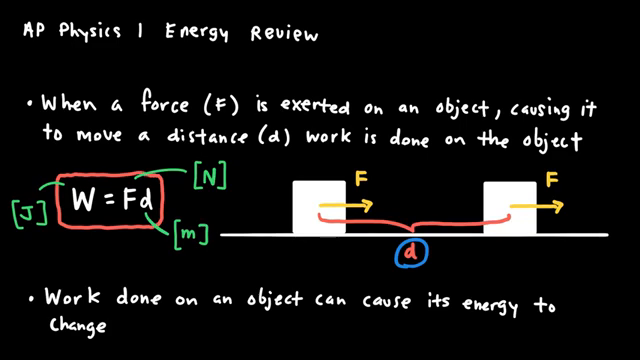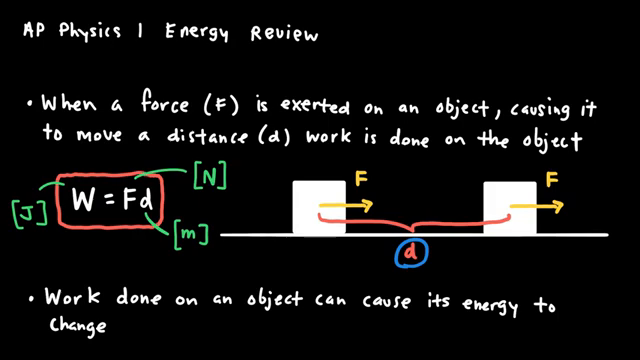And so work is being done, and the amount of work done by that force is equal to that force times the distance over which it was exerted. When the force is measured in newtons and the distance is measured in meters, the work can be calculated, and that work would be measured in joules.